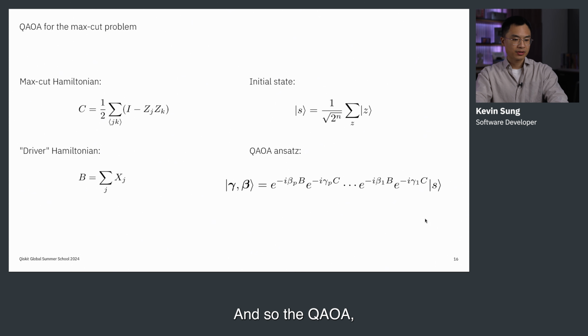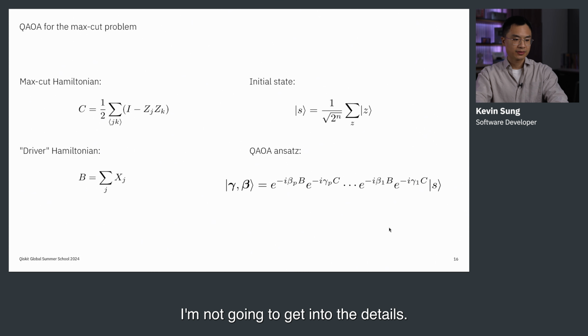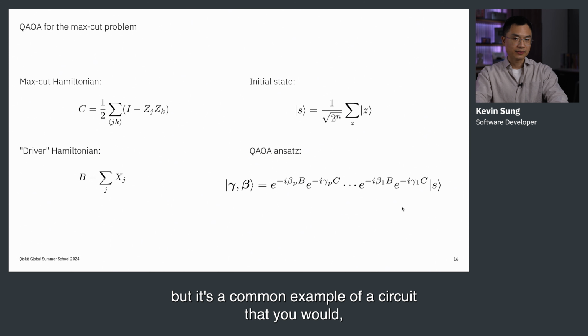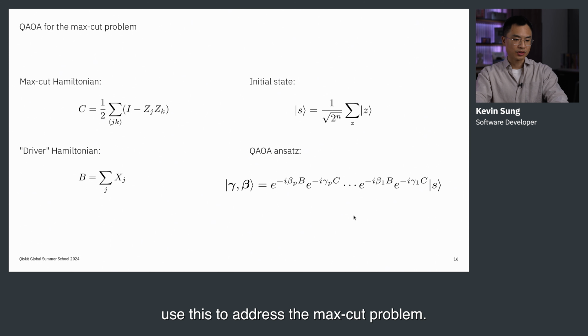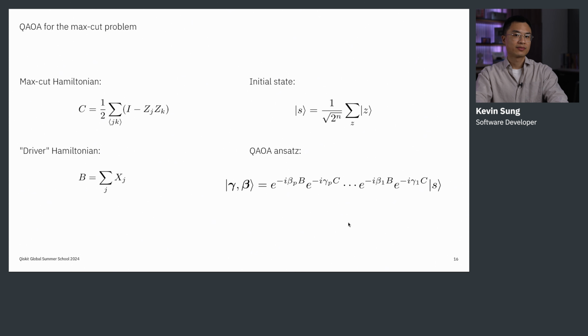And so the QAOA circuit actually has an interesting theoretical motivation behind it. I'm not going to get into the details, but it's a common example of a circuit that you would use to address the max cut problem. And in the next lecture, Daniel Egger will be diving into more detail about optimization. So look out for that lecture.